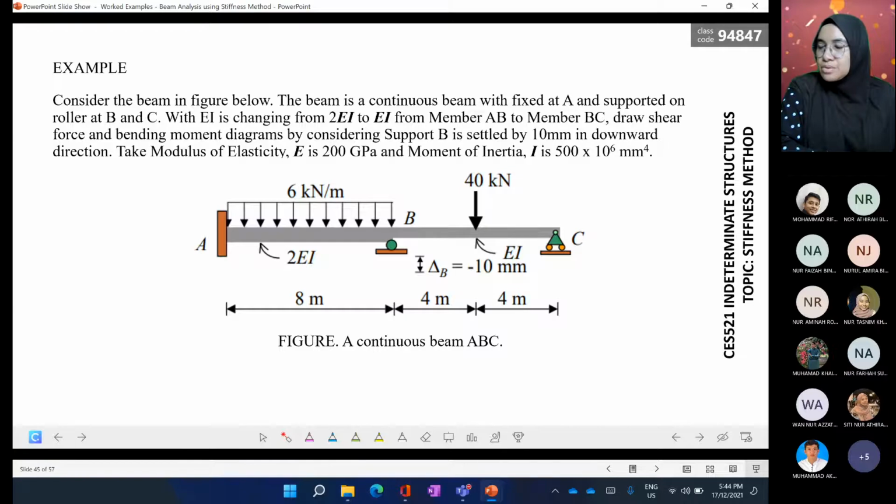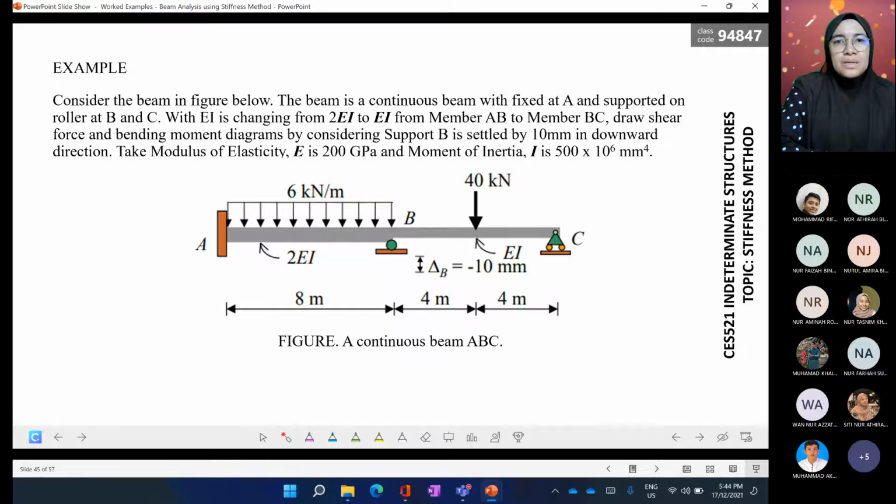So EI is not constant. Member AB has 2EI. Member BC has EI. Okay, AB is loaded with a UDL of 6 kN per meter along member AB, which has an 8 meter length. Member BC is loaded by a vertical load at the center of member BC, or element 2.